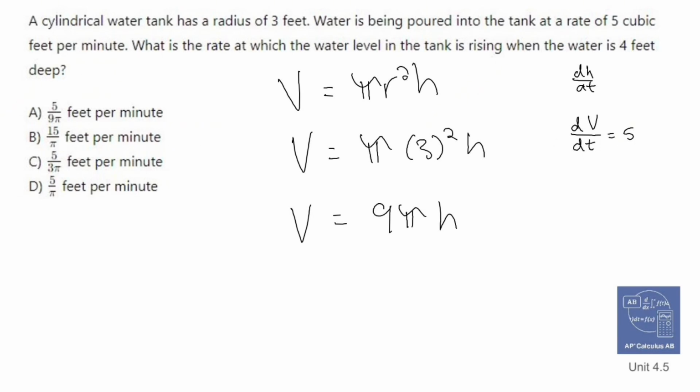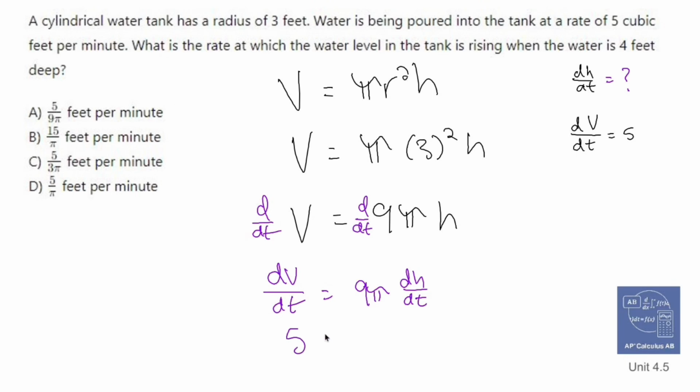All right, so let's plug in what we know. Well, first off, I can't even do that. Since this is related rates, I have to take d dt of both sides. The derivative of v with respect to t is dv dt. 9 is 9, pi is pi. The derivative of h with respect to t is dh dt, so 9 pi dh dt. Okay, I need to find dh dt. I know that dv dt is going to be 5, and that's going to be equal to 9 pi dh dt. Let's divide both sides by 9 pi, and dh dt is going to equal 5 over 9 pi.